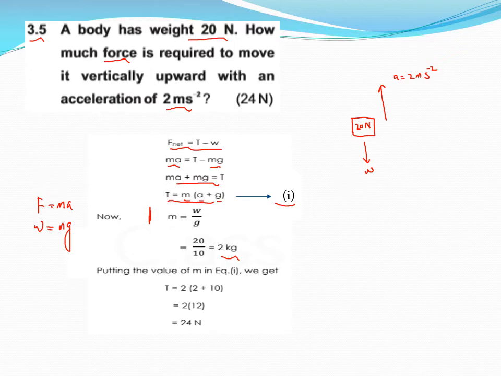Now we have everything in our hand. Plugging all these three values in equation number 1, we get T equals 2 times (2 plus 10). After simplification we have 20 Newton. So this body requires a force of 20 Newton so that it gets an acceleration of 2 meter per square second in upward direction.